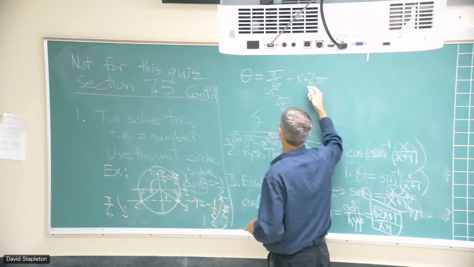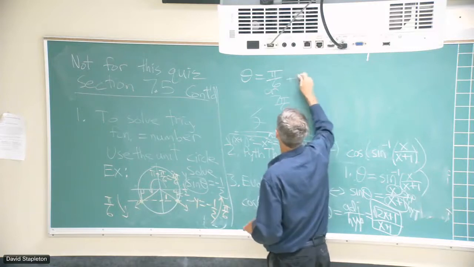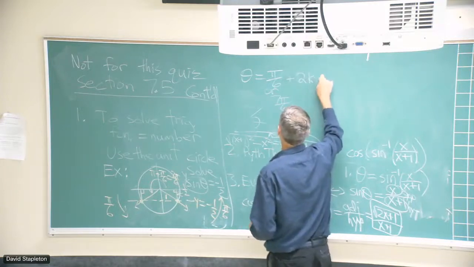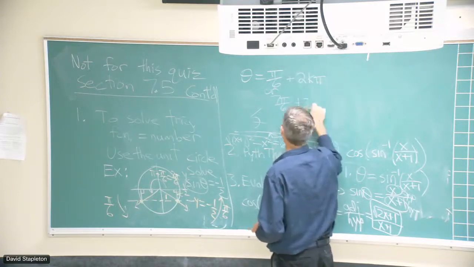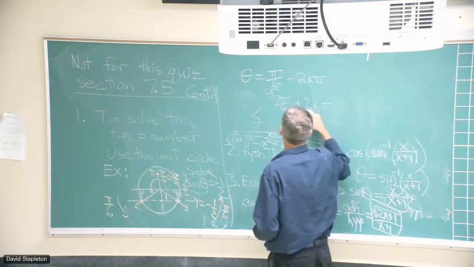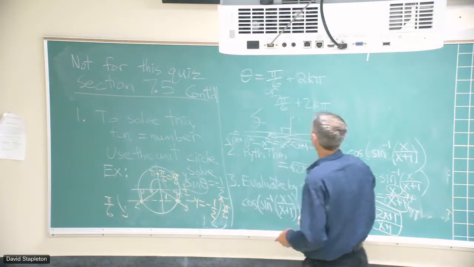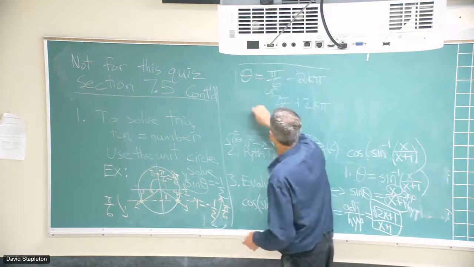But we don't usually write it this way. The mathematical convention is that you put the k after the 2, so you put a 2k pi, k whole rotations, plus or minus. There are all the solutions.